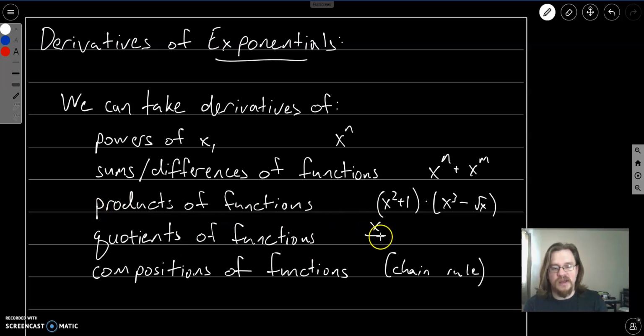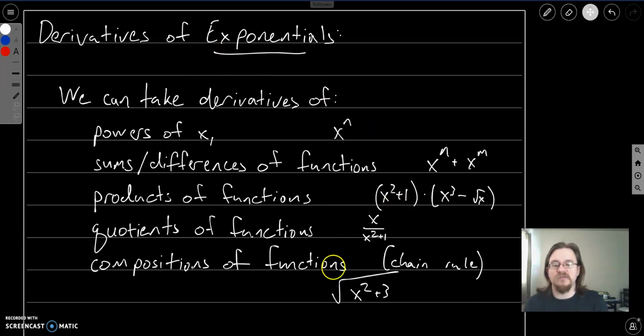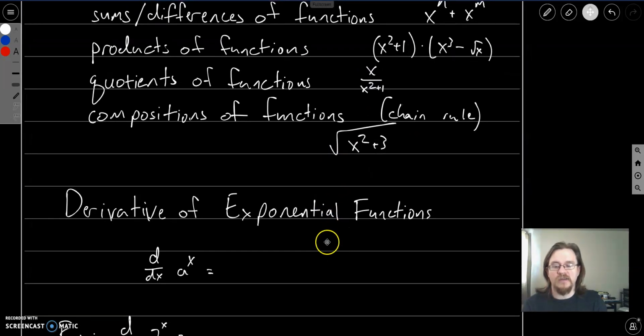So again, anything where we're dividing functions, and compositions of functions where we put functions inside of other functions. So maybe we have the square root of x squared plus 3, where the outside function is the square root function and the inside function is x squared plus 3. So we've seen how to deal with a lot of these, but they mostly involve just powers of x combined in some way, shape, or form. So today we'll look at derivatives of exponentials, which are not simply going to be a power of x.